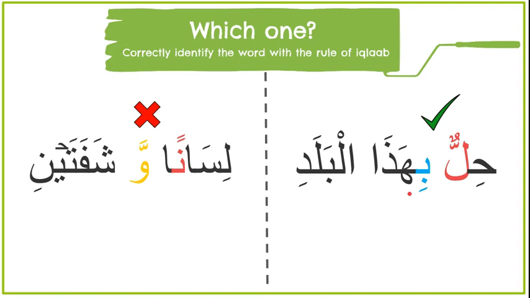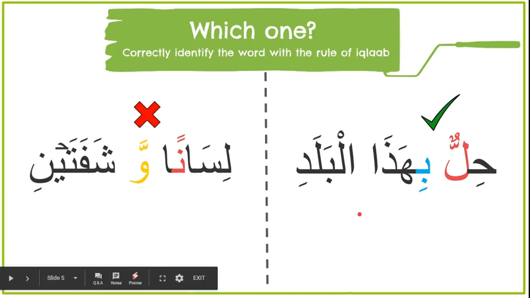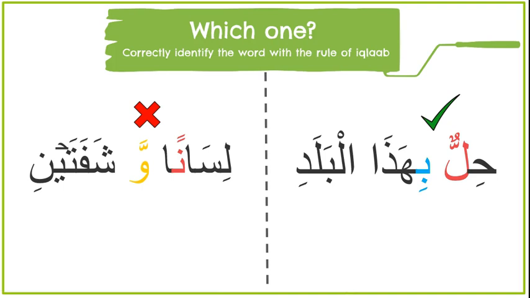The first step was to look for a Noon Sakin or Tanween, and we can see both examples have a Tanween. This has a Dhammatain and this example has a Fathatain. So at this point it could be any. The next step then was to look for a Ba in the word after it. The right hand example has a Ba, whereas this example has a Waw. So this example will not be Iqlab.